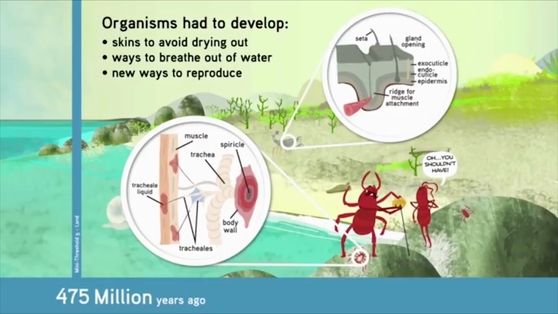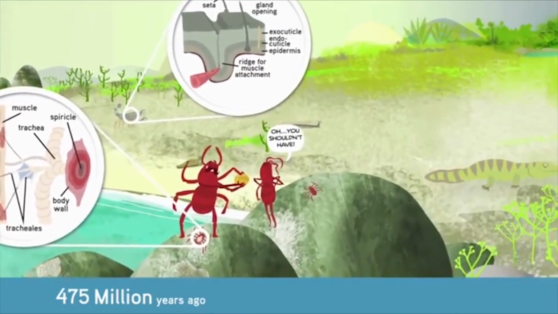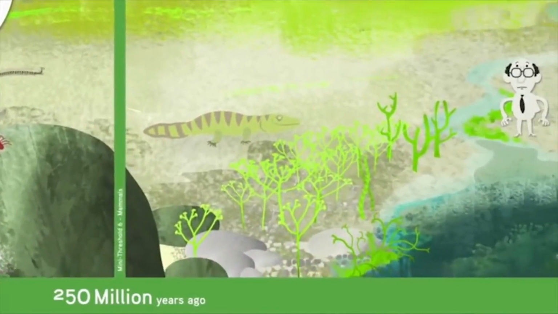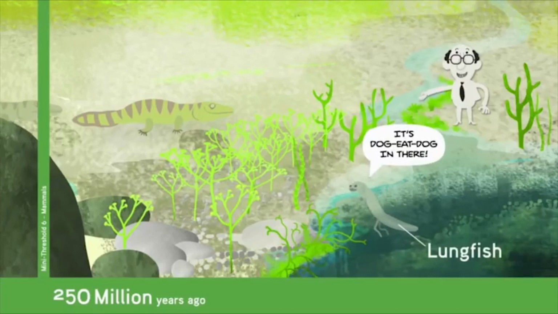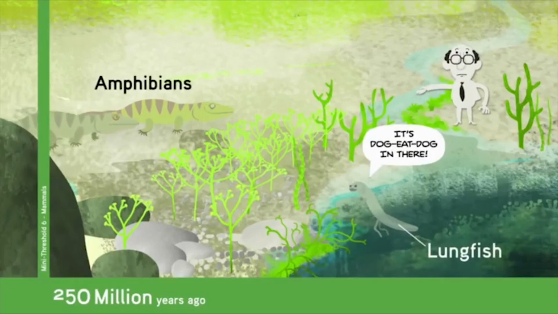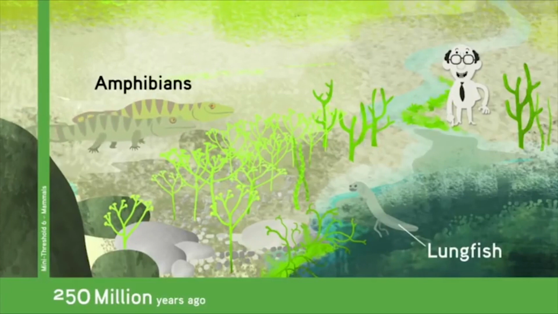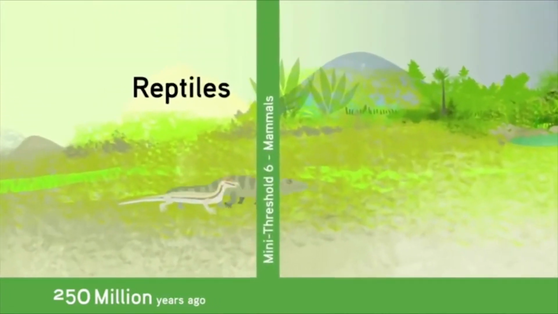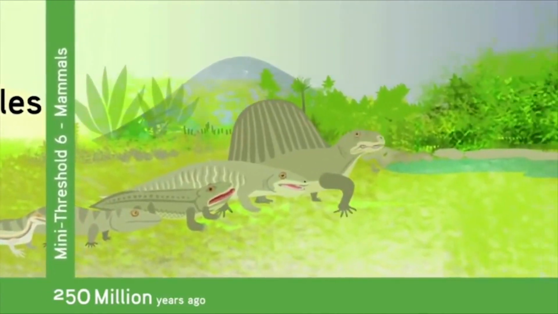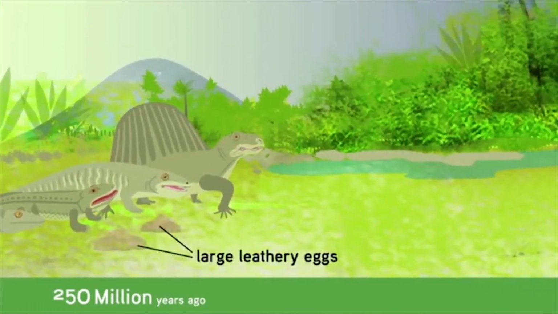Mammals, the forerunners of you and me, account for mini-threshold number 6. The first animal to live on land may have been like a modern lungfish, but other land animals soon evolved, such as amphibians, but these still needed to return to the water to reproduce. Then came reptiles, like crocodiles or dinosaurs. These developed large, leathery eggs that could survive well away from water.